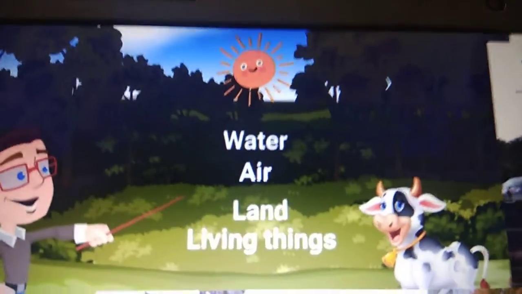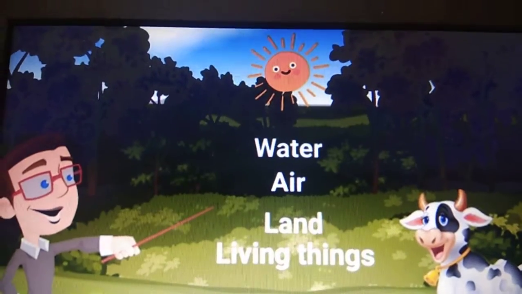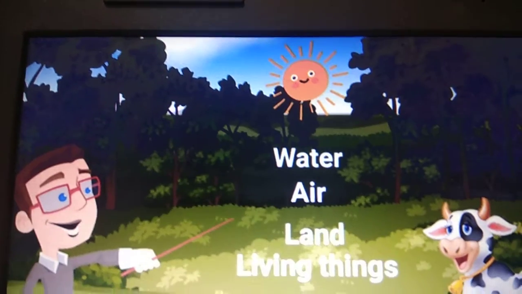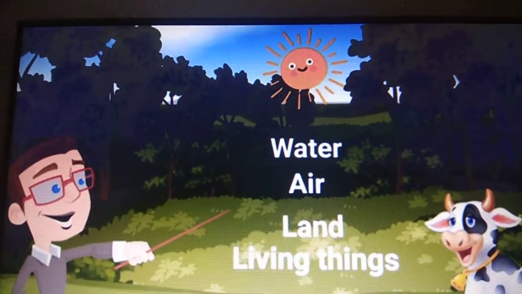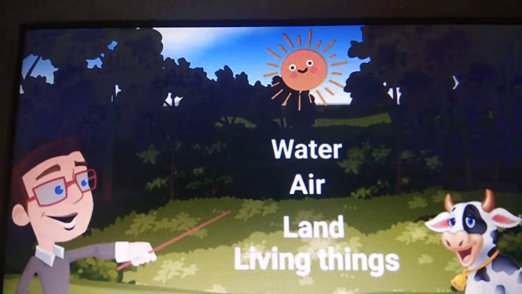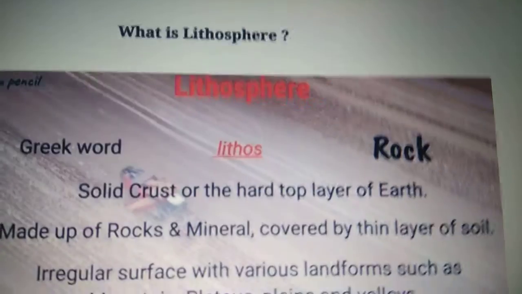Children, so what are the natural environments? They are actually free gifts of nature. We have got them free from nature. They are water, air, land, and living things. Okay, so we look into the detail of water, air, land, and living things.